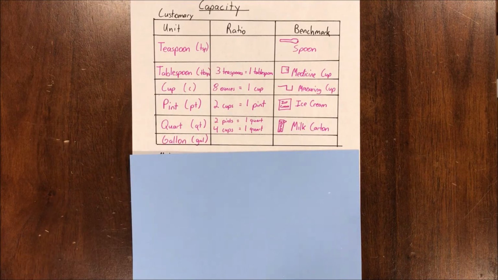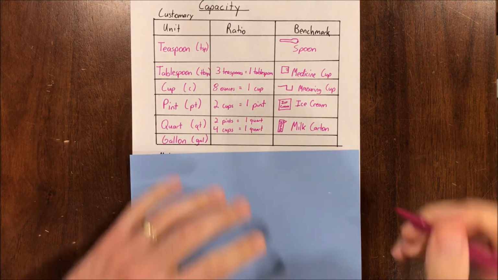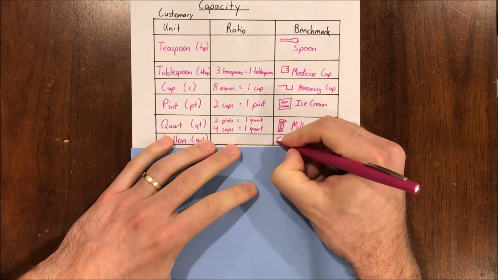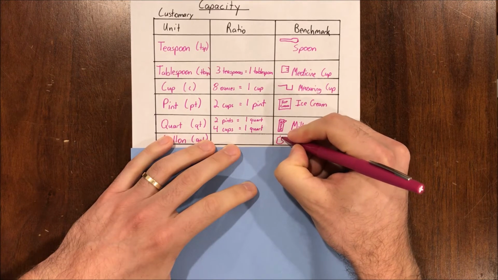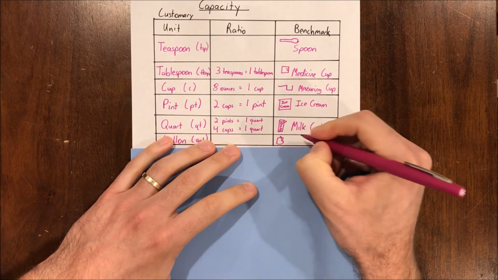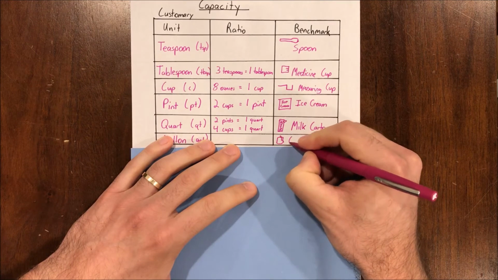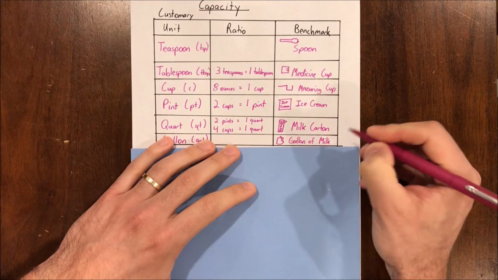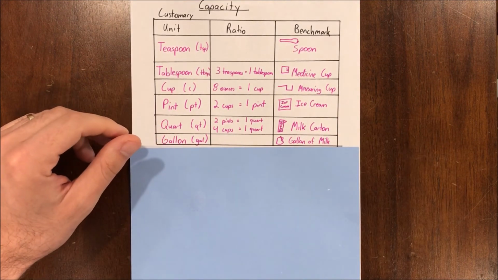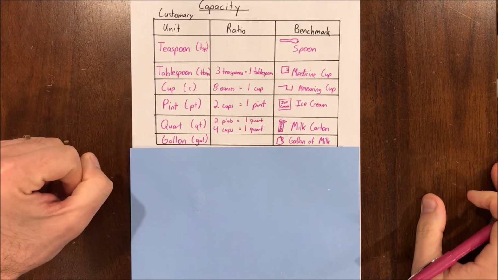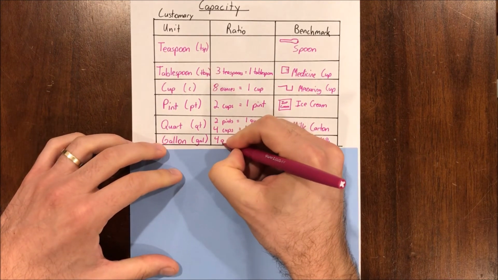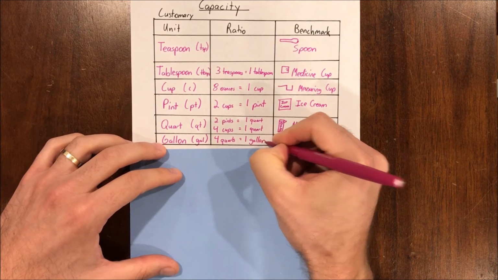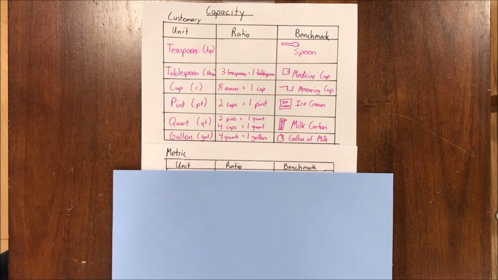All right, so I'm going to add that to our visual anchor. I'm going to do my best to draw a gallon of milk. It's kind of tricky for me. There's our handle and our top. I'm going to say gallon of milk. I think most of us probably know what that is. And then our ratio here, there are 4 quarts in 1 gallon. Great.